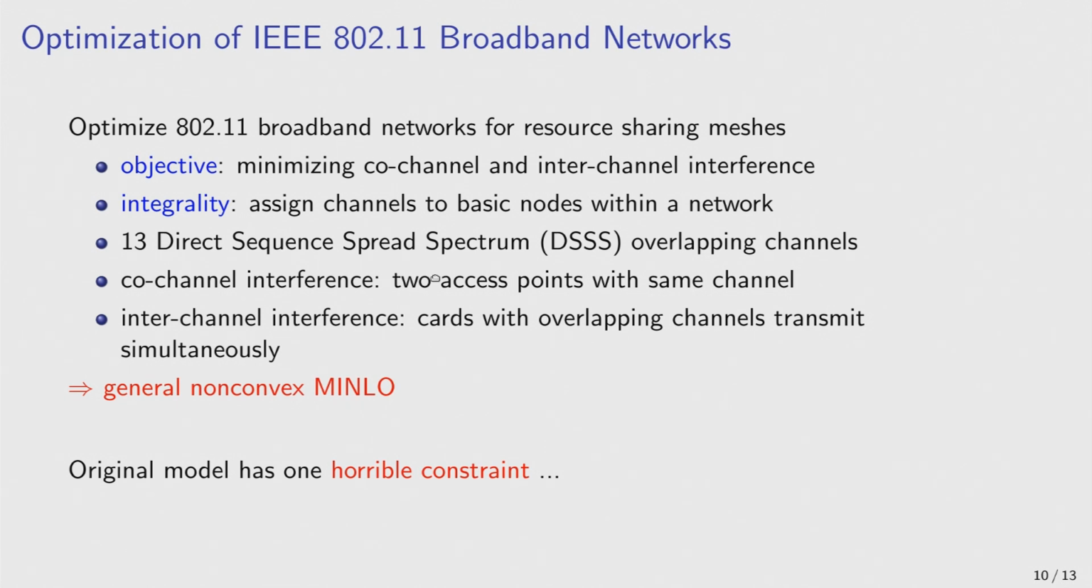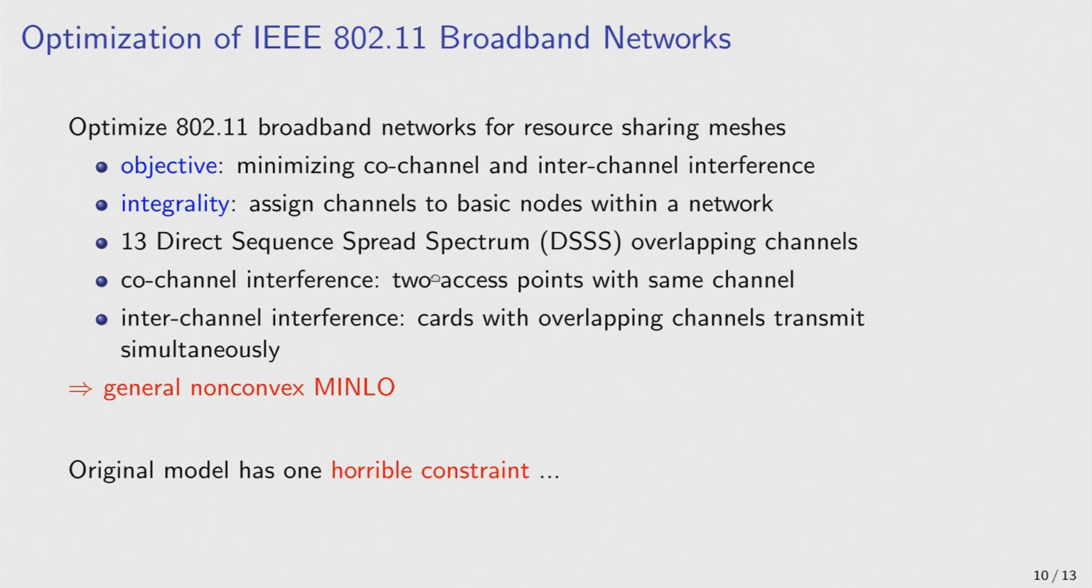Here's another little problem that is quite old now. It's optimizing an old kind of broadband network, wireless resource sharing meshes. And the objective there is to minimize interference between channels. And to do that, you can assign channels to basic nodes within a network and look at when channels in the network overlap. And so there's this channel interference if you have two access points with the same channel. And so this is in general a non-convex mixed integer nonlinear optimization problem.